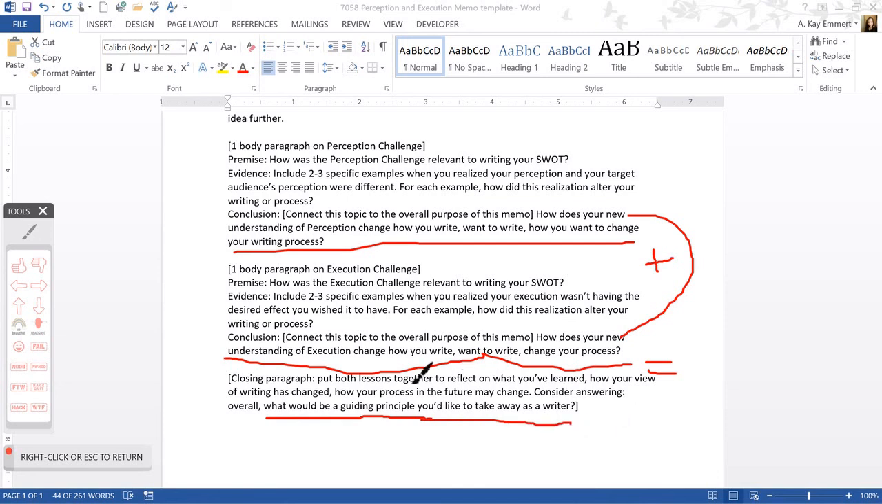And so the stronger the closing conclusion is, will be based on how well you're able to integrate these 2 topics together. Okay, so you want to integrate these 2 topics into a single lesson for yourself. You can think of it as a rule of the day that you can take with you and put in your pocket.